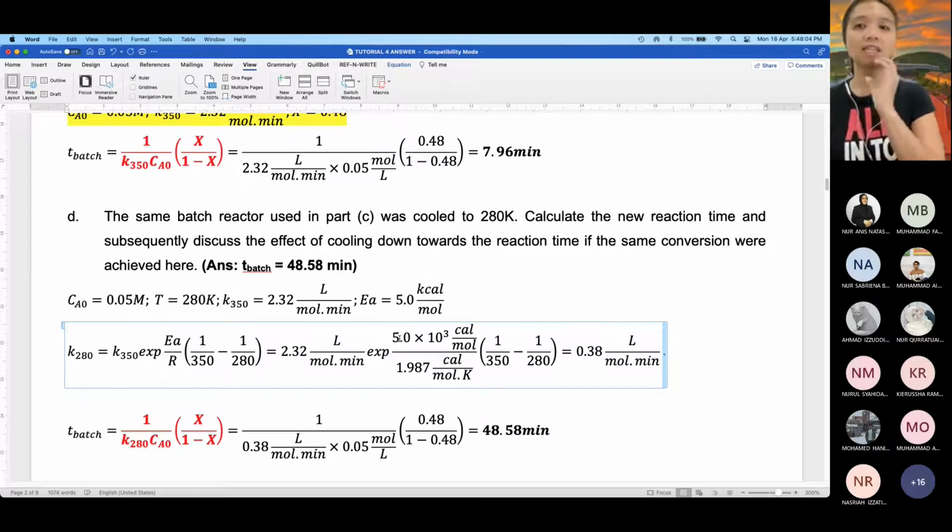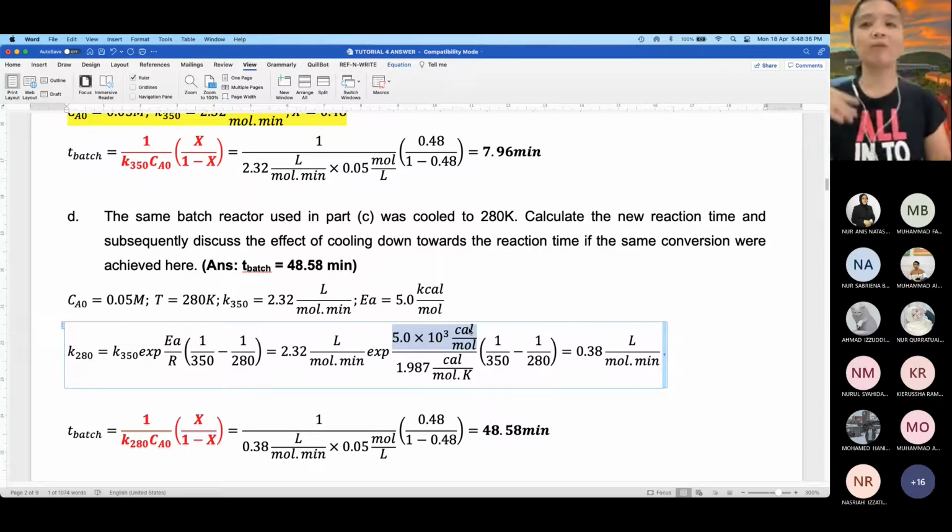EA, activation energy. Activation energy ni adalah sama untuk tindak balas itu regardless suhu apa pun. Regardless apa-apa suhu pun, activation energy tu masih sama. So, bila kamu kira K at 300, K at 350, K at 280, activation energy masih sama. That's why we still use the same EA that is given in the very first part of the question. Sebab tu kamu kena betul-betul faham konsep ini yang sometimes I think student can get confused.